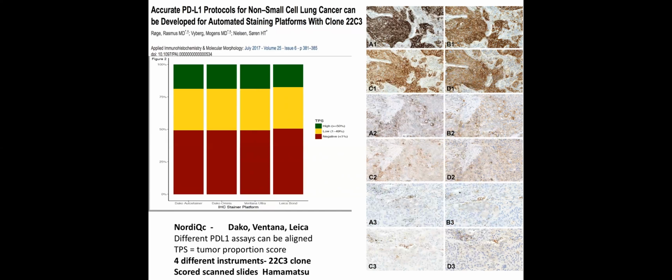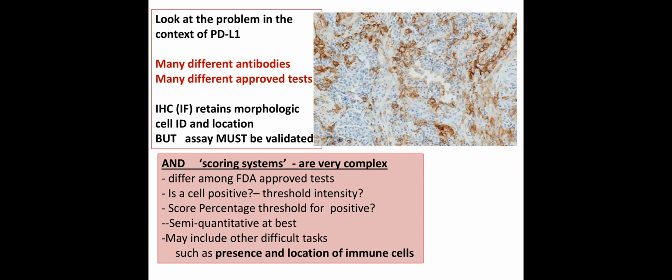Once you establish the different scoring methods for those different stains and the intensity of those stains, you can in fact correlate the results. And this was done by scoring scanned slides. So it is possible to coordinate and cross-validate these, but it requires an enormous amount of work to do that. And as I've said, it's beyond the capability of many labs.